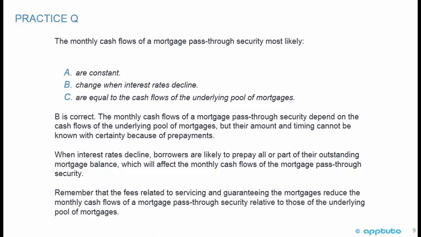The monthly cash flows of a mortgage pass-through security depend on the cash flows of the underlying pool of mortgages, but their amount and timing cannot be known with certainty because of prepayments. When interest rates decline, borrowers are likely to prepay all or part of their outstanding mortgage balance, which will affect the monthly cash flows of their mortgage pass-through security. Remember that the fees related to servicing and guaranteeing the mortgages reduce the monthly cash flows of a mortgage pass-through security relative to those of the underlying pool of mortgages.